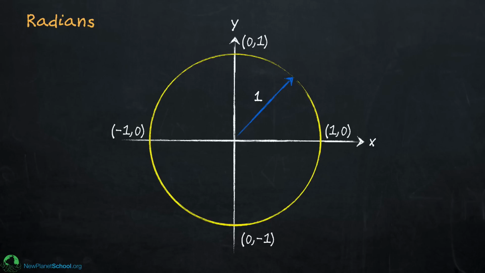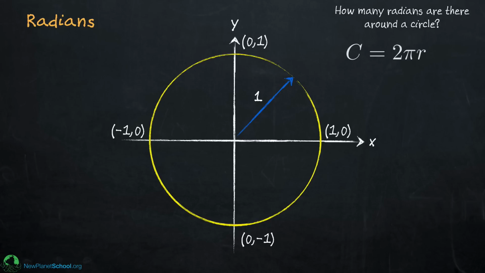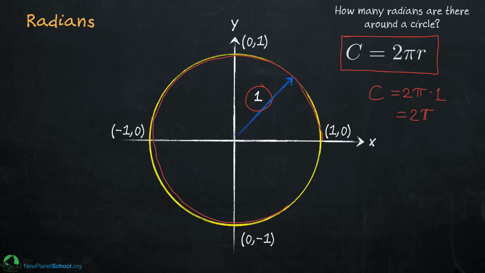This is a little bit more complicated, so let me give you a trick that will help you always remember how to do radians. How many radians are there around a circle? If you happen to remember that the circumference of a circle is 2 pi times the radius. If you don't know that, now you do. For the circle we're going to do, the circumference equals 2 pi times the radius, and since this is a unit circle, that's 1. So the circumference is 2 pi: the distance all the way around this circle is 2 pi.